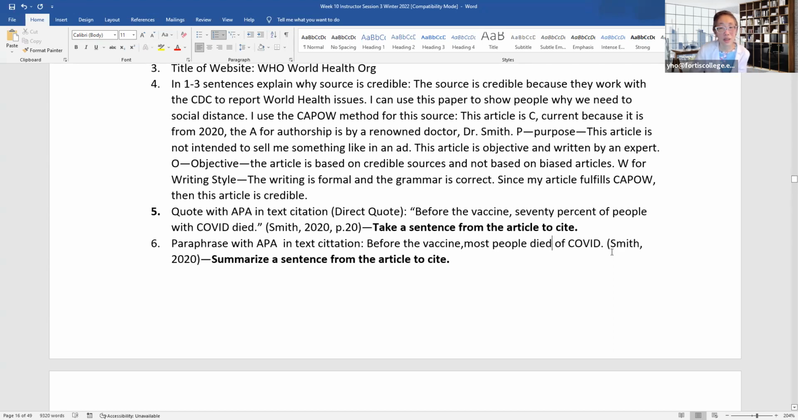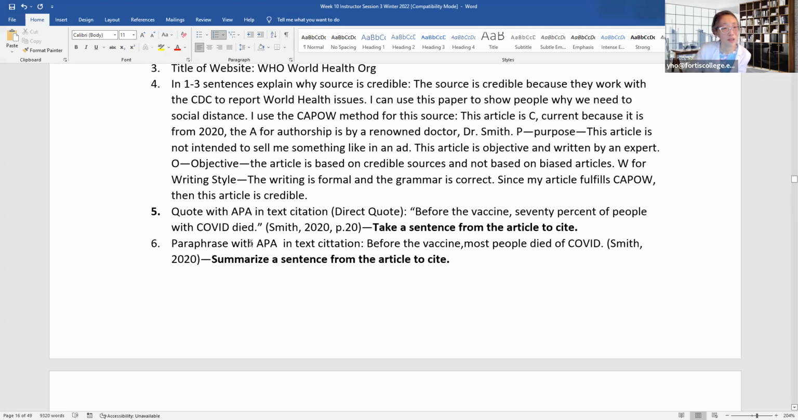All right, then here you summarize. So the first one is a direct quote, and the second one is a paraphrase with APA. The difference is that when you do the paraphrase, you don't need quotation marks, and you don't need a page number. What's the difference between a direct quote and a paraphrase? We don't put the page number. And the paraphrase is in your own words, so we don't put quotation marks either. Very good. That's the only difference.